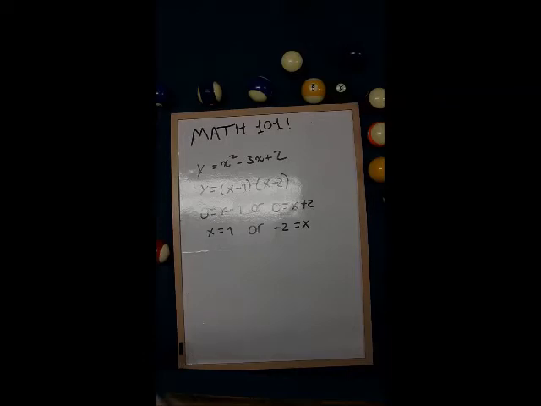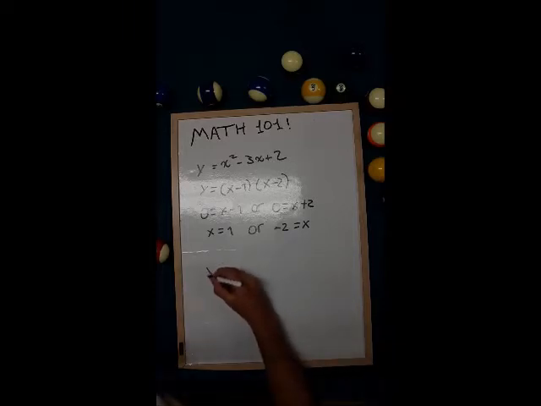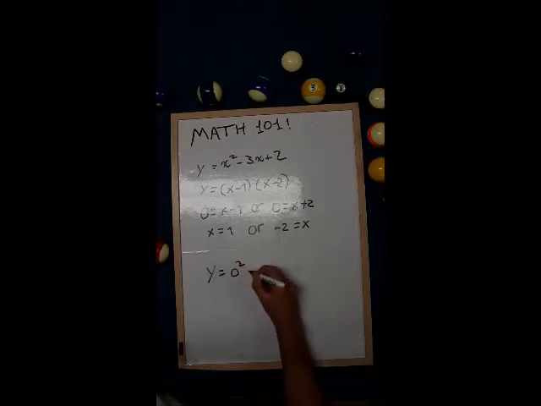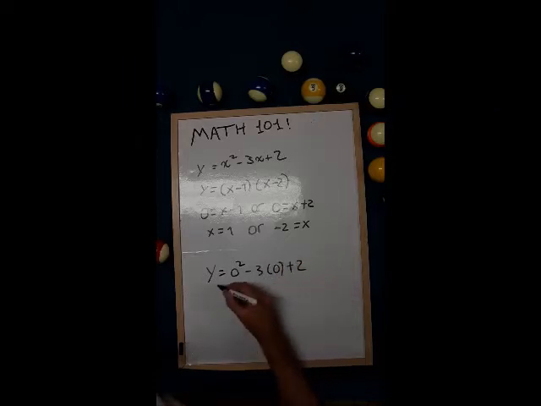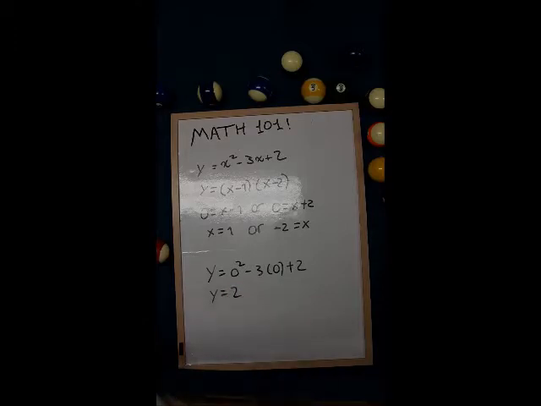Next we have to find the y-intercept. To do this, we make all of the x's 0 and just go through the equation. So 0 squared equals 0, and -3 times 0 equals 0, so the answer is 2.